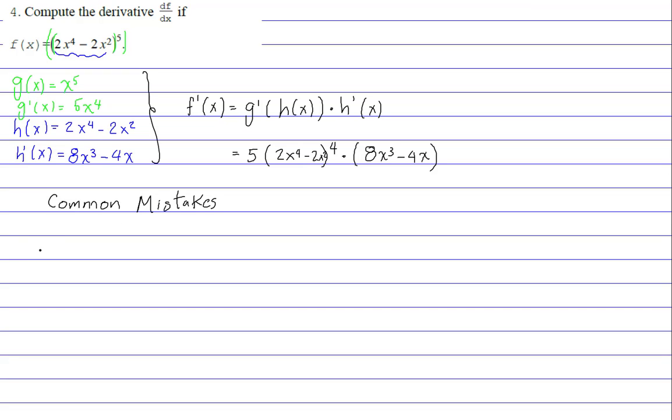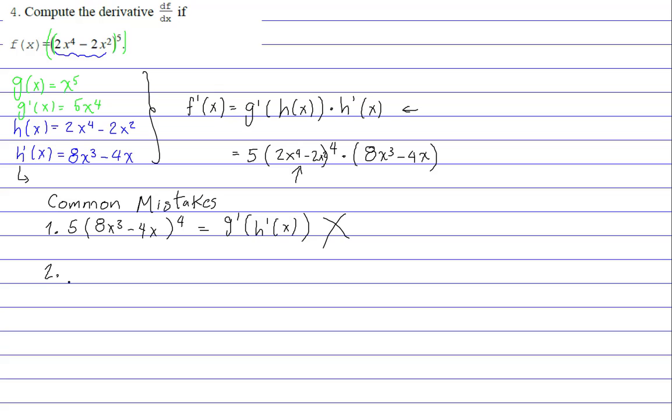So the first one would be taking the derivative of g. You get 5 to the power of 4, but instead of plugging h of x, what I've been seeing is that people are plugging in h prime. So you're plugging in the derivative here and then leaving it at that. So instead of being what we have here as the chain rule, that would be g prime evaluated at h prime. That is not right. So that's one common mistake that you want to avoid.